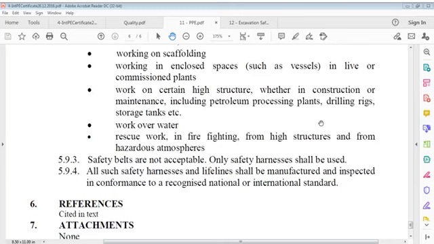Safety belts are not acceptable, only safety harnesses shall be used. All such safety harnesses and lifelines shall be manufactured and inspected in conformance to a recognized national or international standard.